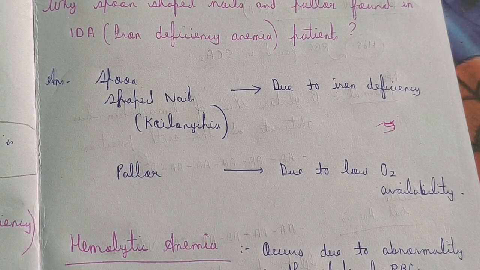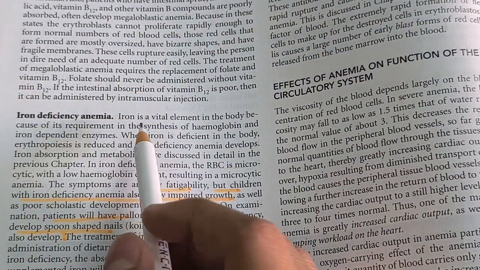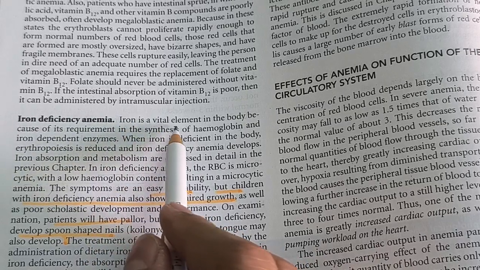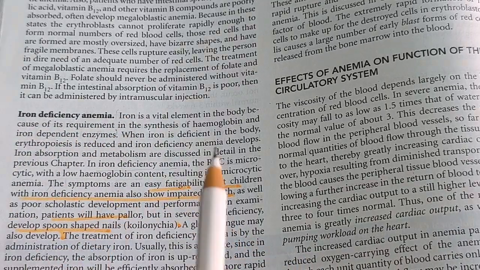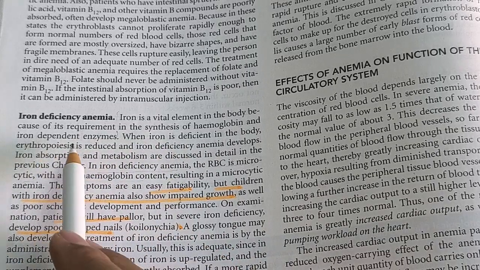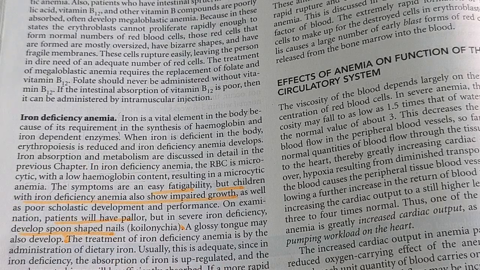Now I think you can read this. In iron deficiency anemia, it is the importance of iron in hemoglobin synthesis. When iron is deficient in the body, as I explained, erythropoiesis reduces and iron deficiency anemia develops.